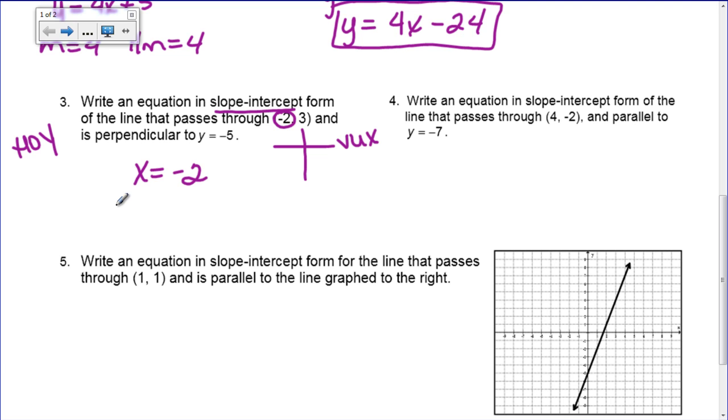It doesn't have, well, in order to pass through that point, it does. So x will equal -2. That's your equation.